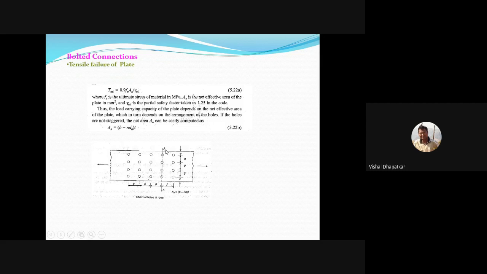So net area will be calculated by total width minus n into dh, that is n into the diameter of the hole, into the thickness of the plate. That will give me the net area available to carry the tension. That net area will be considered here, and that will give us the tensile capacity of the plate. If the load is more than this capacity, then we can say that there will be a tensile failure of the plate, right?